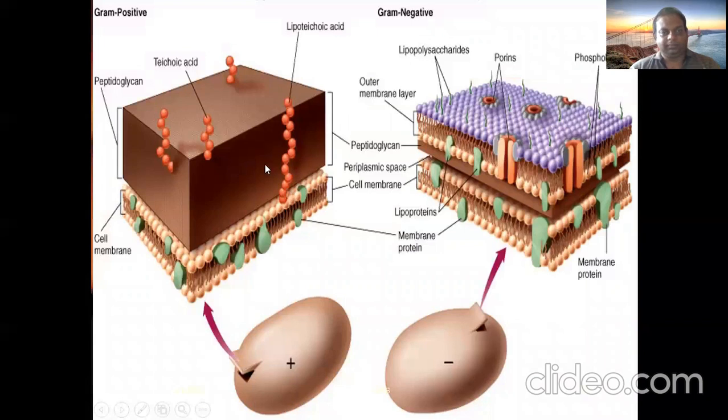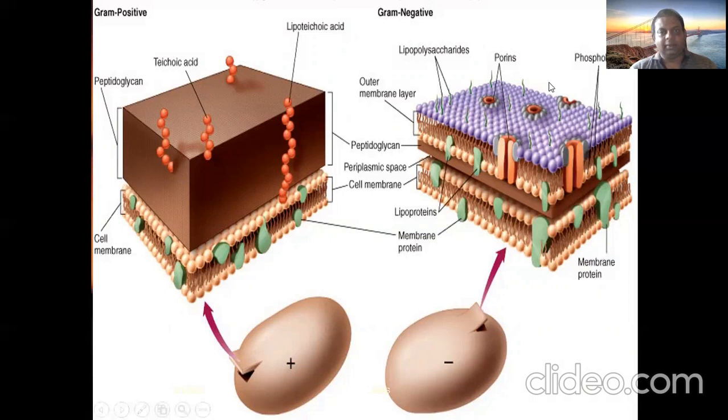You can see here, this is a gram-positive one, with a thick peptidoglycan layer and plasma membrane. Here, the outer membrane is there, then a thin peptidoglycan layer, and this is the inner membrane. Between the inner membrane and the thin peptidoglycan layer is the periplasmic space. It's a sandwich-like structure, with two membranes and, in the center, a thin peptidoglycan layer.